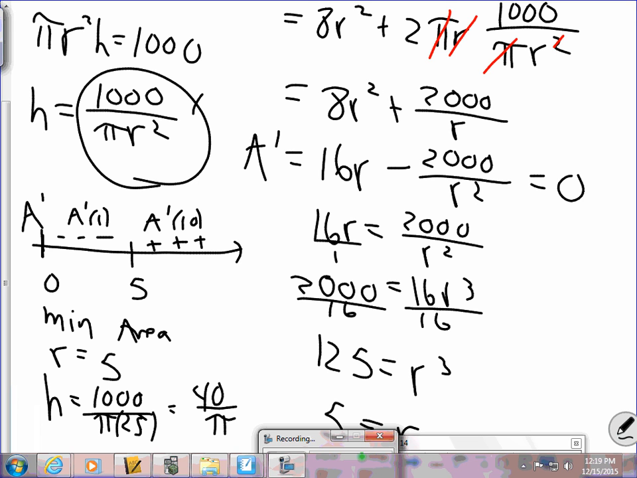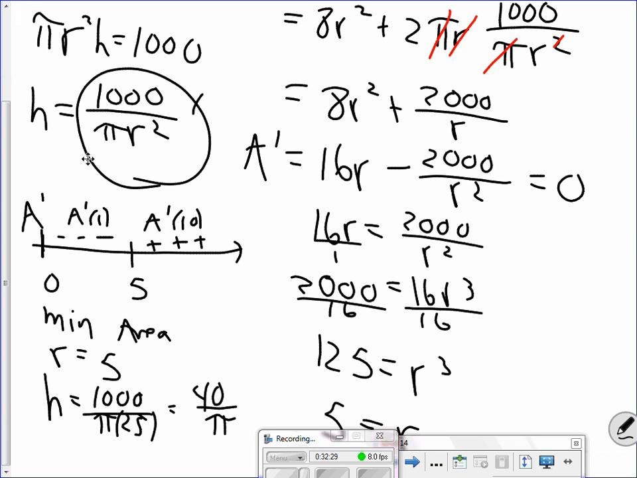And then you had to go back and get the height, which you got by plugging in for h. 40 over pi, so the ratio 40 over pi over 5 is 8 over pi.